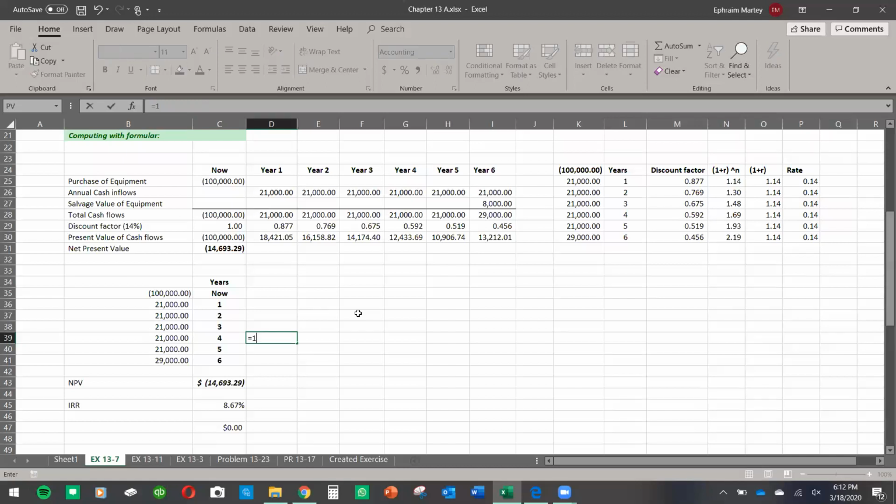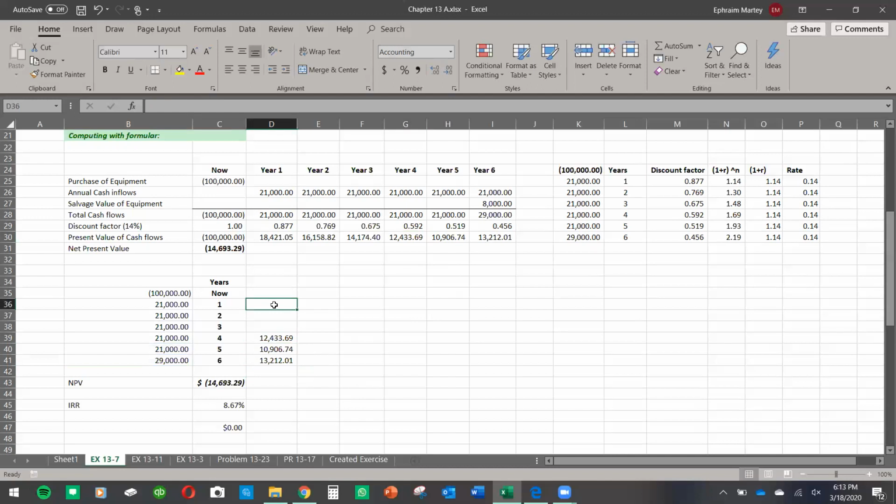So you press equal to, you press 1 divided by, you open parentheses, 1 plus the rate. The rate is 14%, 0.14. You close parentheses, you raise the power, which is 4 because it's in 4 years, multiplied by the cash inflow. So if you receive 21,000 in 4 years, it's worth 12,433 today, and that's what we have here. Then I can just pull it over here, but I have to change the year. So it's in 5 years, there it is. This one is in 6 years, there it is. That's how much it's worth.